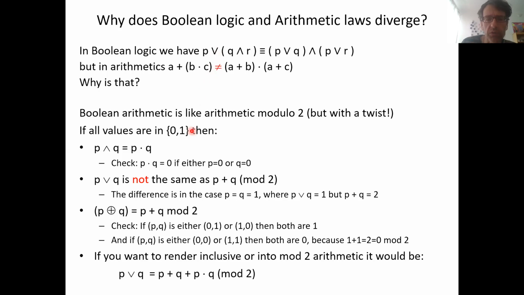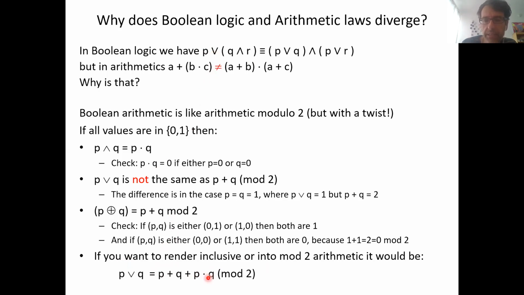If you do want to render the inclusive or, the standard one, as an arithmetic operation, you could do it this way. It's an XOR, P plus Q, plus an AND, right?